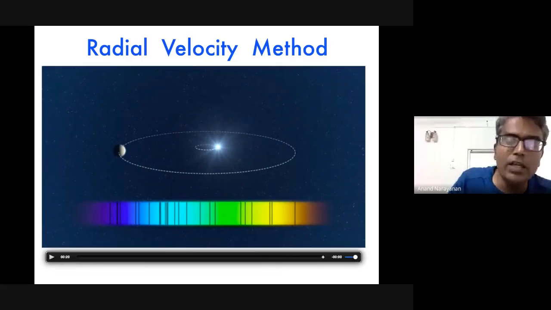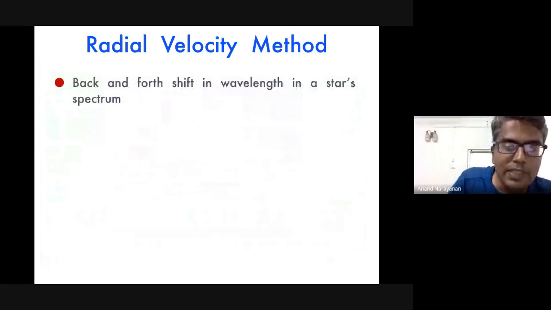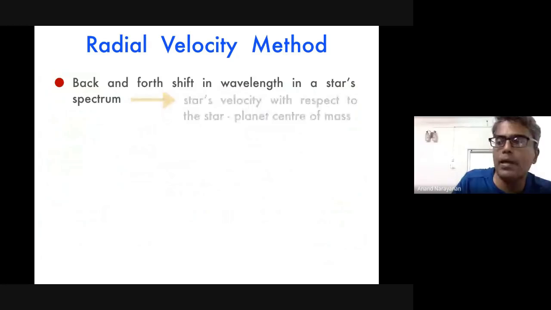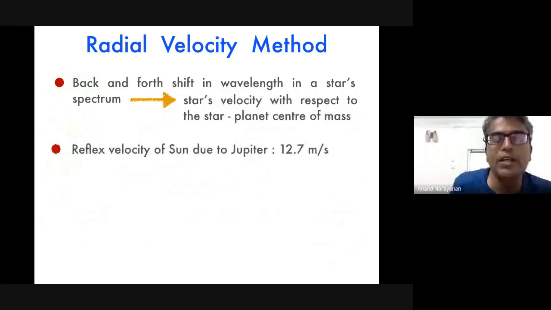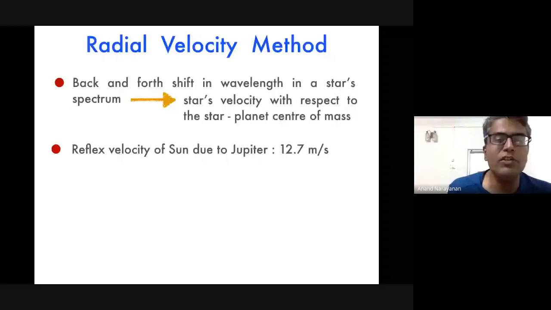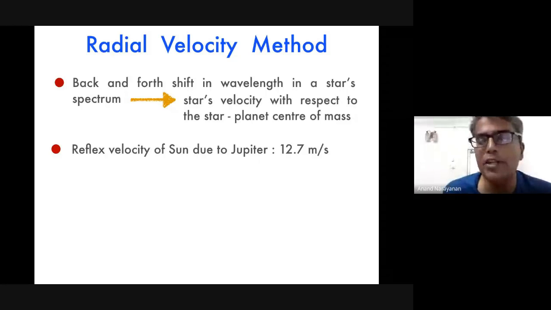So just to lay down whatever I have just said, back and forth shift in wavelength in a star spectrum, that is what astronomers try to measure. And just to give you an idea of how small this shift is, okay, the wobble motion or the wobble velocity or the reflex velocity on a sun-like star, because of the presence of a Jupiter-like planet around it, is of the order of 12 to 13 meters per second.